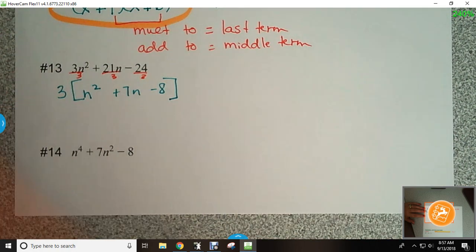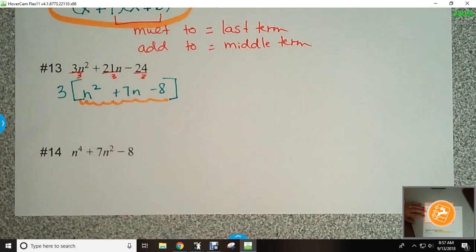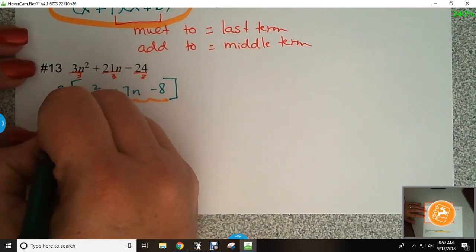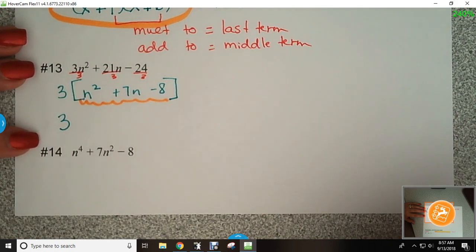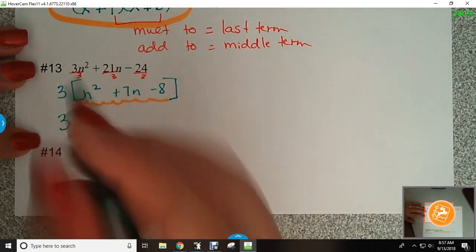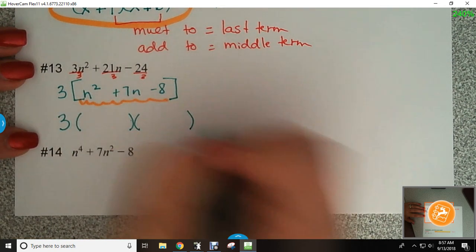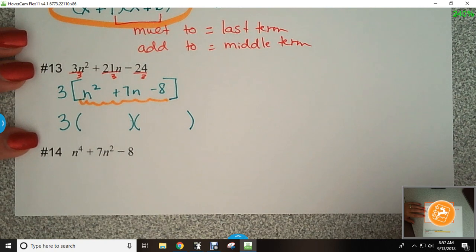Now I can factor what is inside of this bracket some more. That 3 is going to stay out in front. Now this trinomial, I have a equal to 1, so I'm going to go straight to my 2 sets of parentheses and do kind of a backwards FOIL.